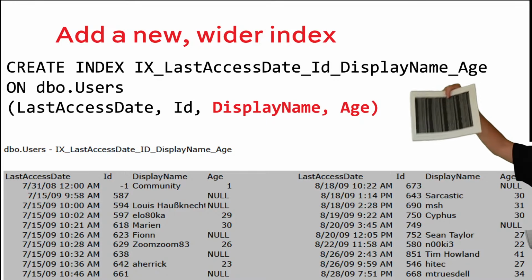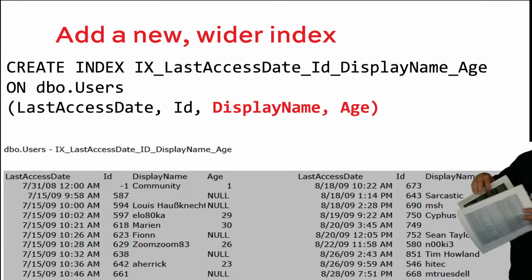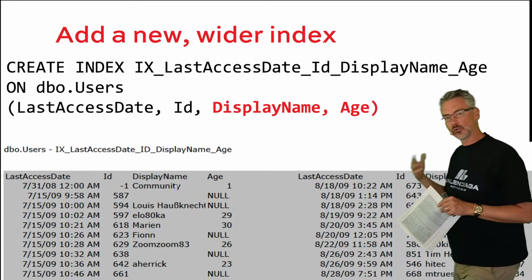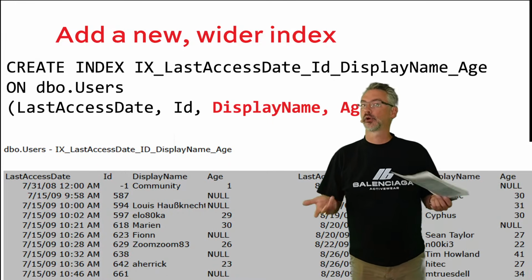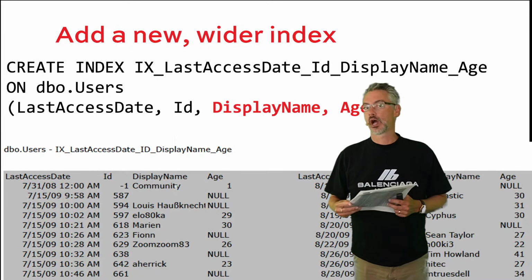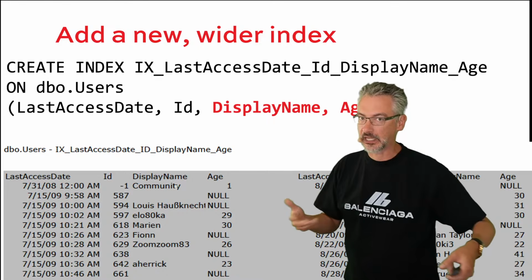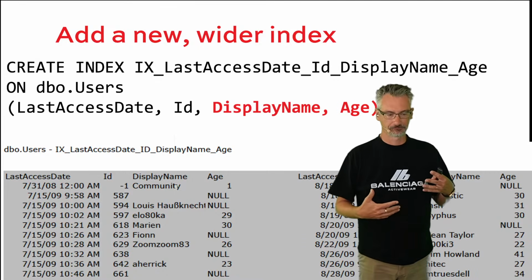We can pack in a lot more rows per page, but the more columns that you add, the fewer rows you can cram in per page. The more columns that you add, the larger your index is going to become. Plus, now we have to keep things in sync with every update as well.